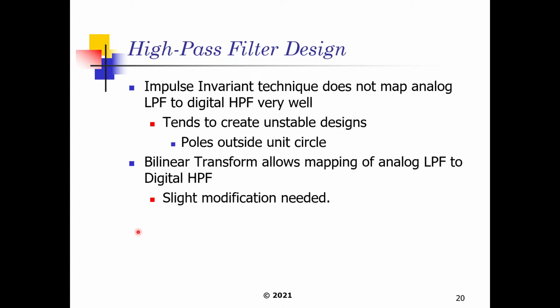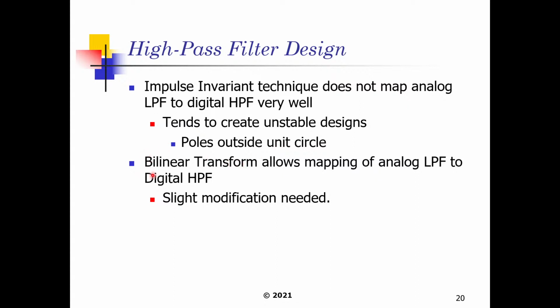Now, the bilinear transform and the impulse invariant design technique work for low-pass filter designs. However, it's possible to use the bilinear transform to design a high-pass filter. Typically, we don't use the impulse invariant technique to map a low-pass filter to a digital high-pass filter because of the stability criteria that we observed in Monday's lecture. When you do this mapping using the impulse invariant technique, you get poles outside the unit circle and poles on the right-hand side of the S-plane, which basically means your designs are going to be unstable.